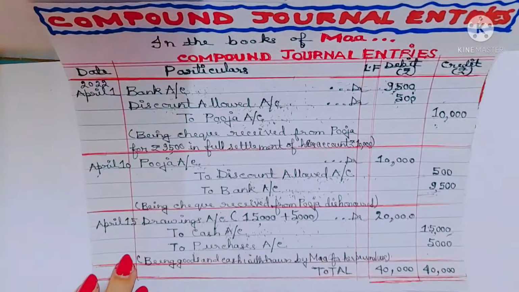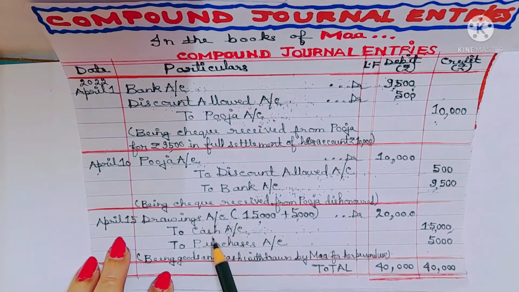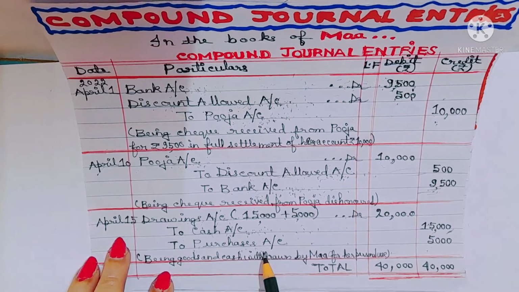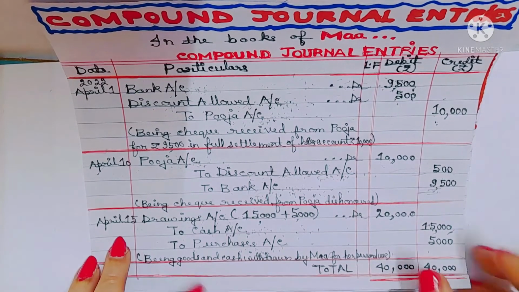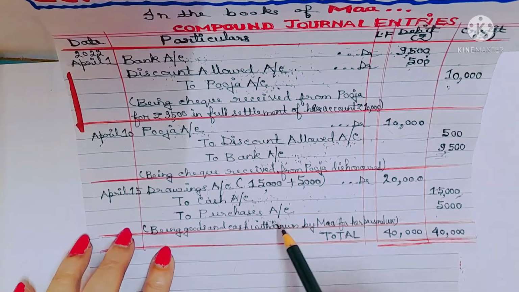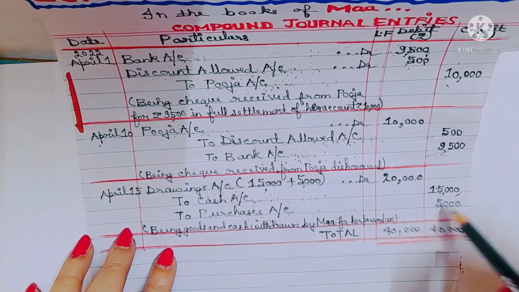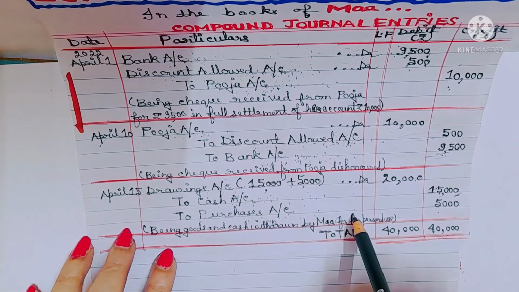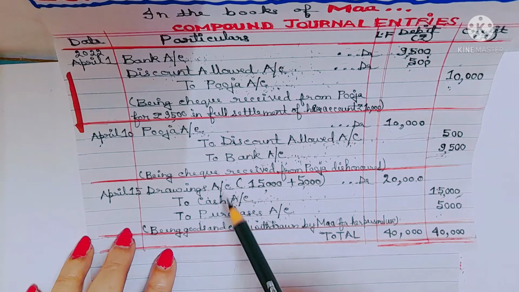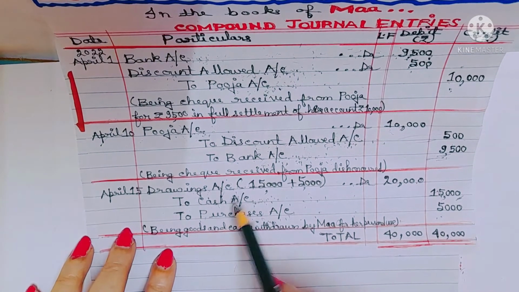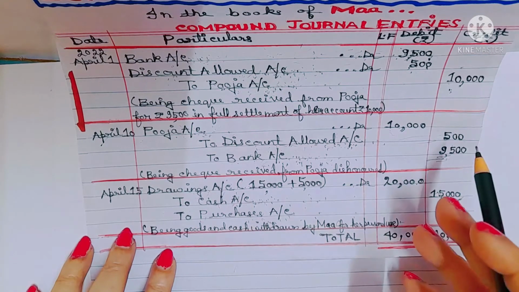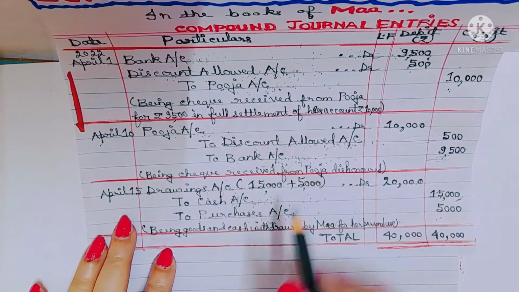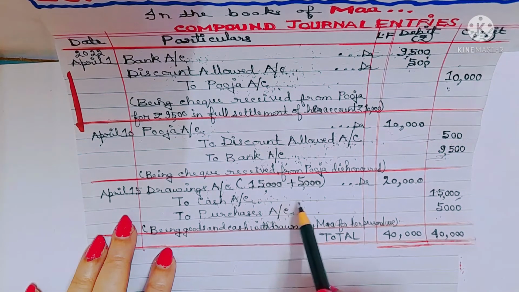The last account is purchases account. Drawings account done, cash account done, purchases account is the last. Where is purchases account? Purchases account is on the credit side. If purchases account is on the credit side, the opposite is drawings account. So drawings account will also be on the credit side in the purchases account. Understood? Ignore cash because cash account is on the same side, credit side.